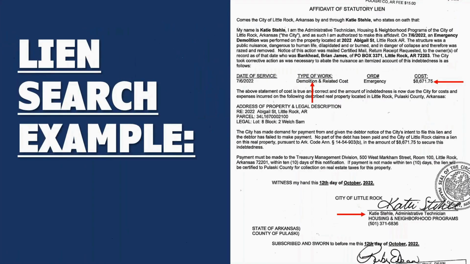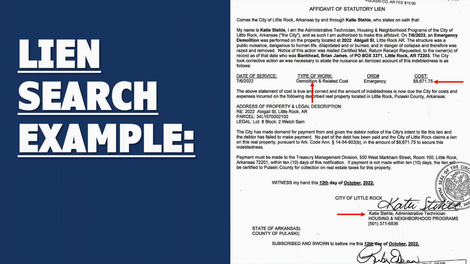Yeah, absolutely. In this case, we can see automatically underneath the type of work, it says demolition and related cost. You can see it was ordered under an emergency, and the total cost at that time was $8,671. Now, one thing that's good about looking up this information is we also have the contact information for the people that we need to contact to find out more about this lien. We can see the information down there at the bottom. We'll have a phone number, an address, a person to talk to, a lien number.